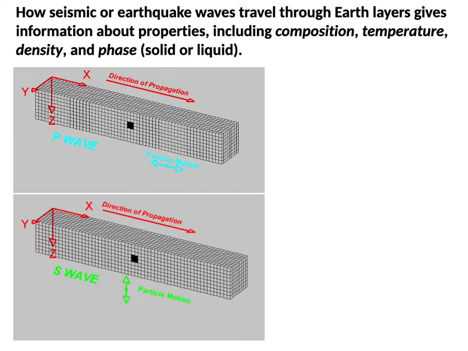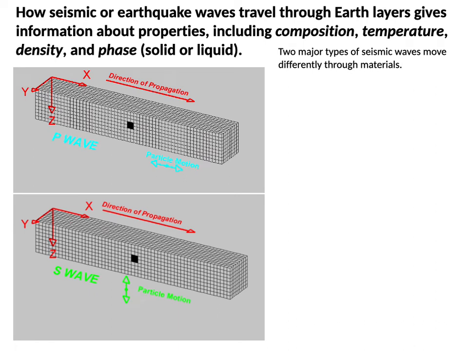The last kind of information that's really important in figuring out the properties of different Earth layers is how seismic, or earthquake, waves travel. This gives us information about all sorts of different properties, including composition, temperature, density, and phase. What we mean is whether it's solid or liquid. And there are two major types of seismic waves that are useful to figure this sort of stuff out.